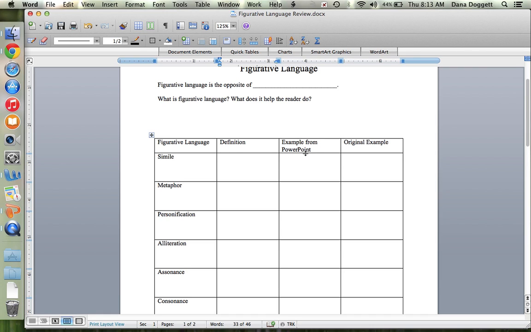I want you to write down the example from the PowerPoint presentation, and then you're going to come up with an original example. So as I'm going through the PowerPoint, it'll be your job to complete this chart. If you need to pause the video to fill something out or pause it so you can write down a definition, feel free to do so.